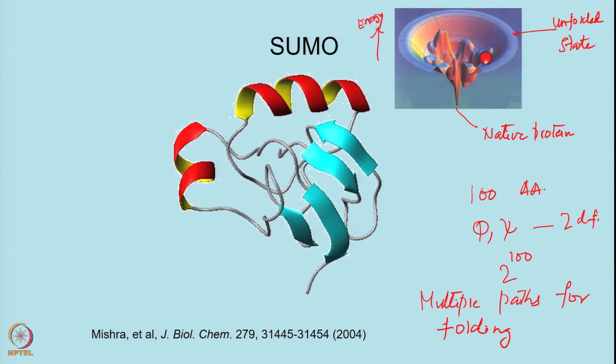Now as the protein goes down here, it can have different paths. If I want to plot the energies, suppose I have an unfolded state with a certain high energy, and it has to come down to the folded state. This is the folded state energy, this is unfolded. Does it come directly like this, or does it come like this and like this? And these are the various barriers.